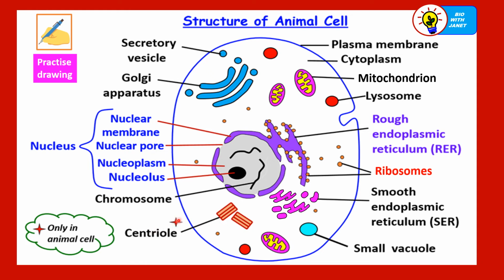And then we may have small vacuoles in the cell, which are sacs or bags containing certain substances inside. So this is the structure of an animal cell, and we will discuss in more detail the structure and functions in the coming video.